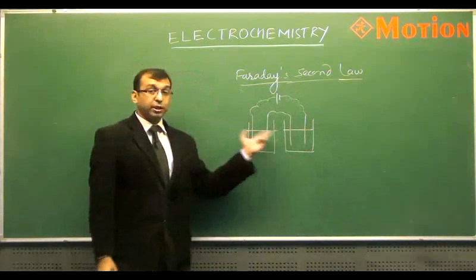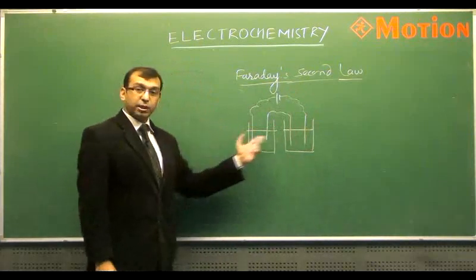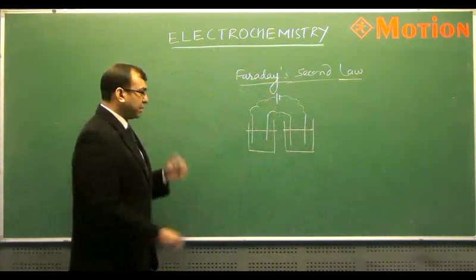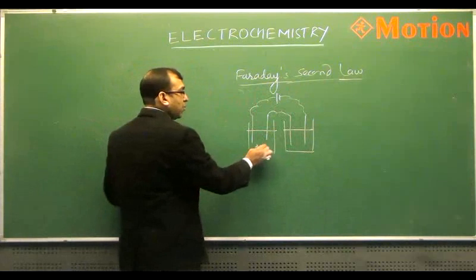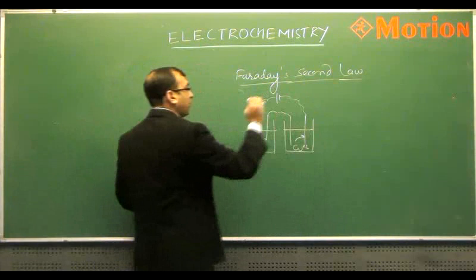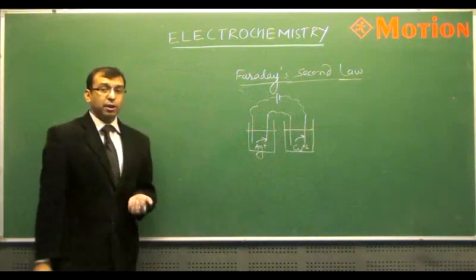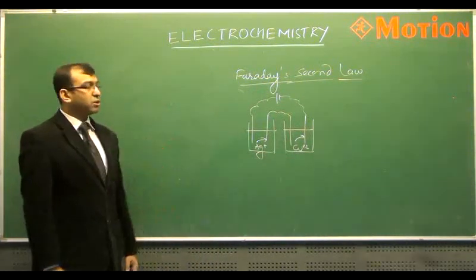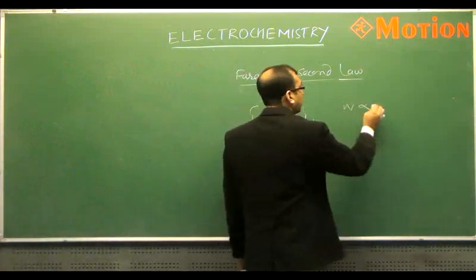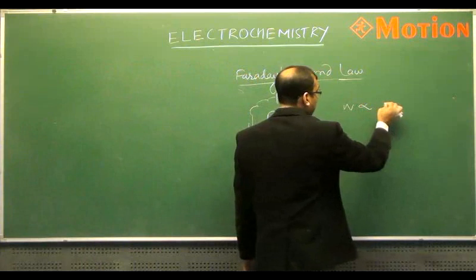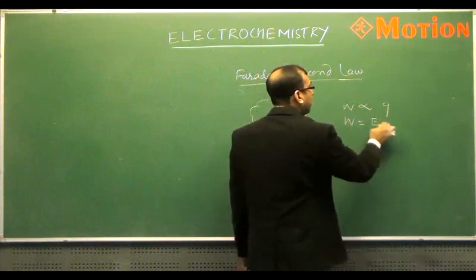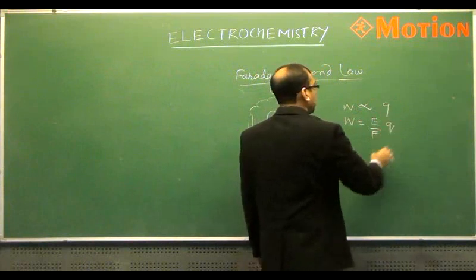in this case there are two solutions connected in series, like two resistors connected in series. The same charge is passed through both the solutions. Say this is silver nitrate solution where silver is deposited at the cathode. Say this is copper sulfate solution where copper is deposited at the cathode. Then what does Faraday's law say? Faraday's law says that W is proportional to Q, or W is equal to E by F into Q.